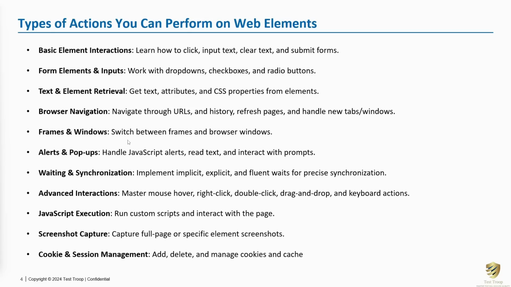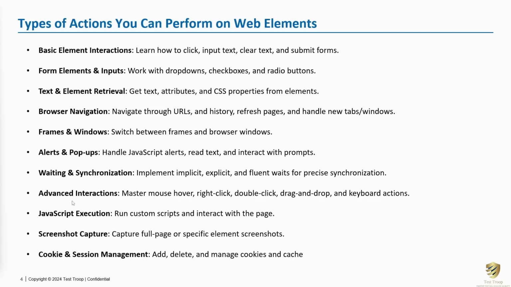Windows and frames: switching between the different windows using window handles, and then handling the iframes. Then alerts and pop-ups: handling the JavaScript alerts, reading a text, interacting with the prompts, reading a text from the prompts, then sending some inputs to the prompts, and performing click operations on the alerts and pop-ups. Waiting and synchronization: basically implementing the implicit wait and then waiting for a certain state to be fulfilled. For example, waiting for a particular element to be visible and things like that, and fluent waits for precise synchronization.